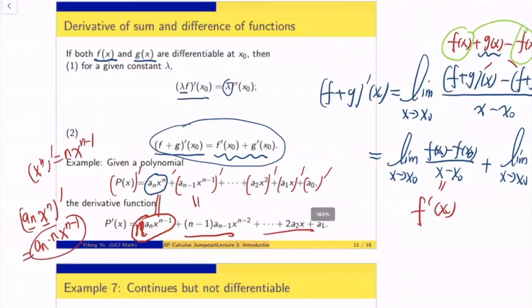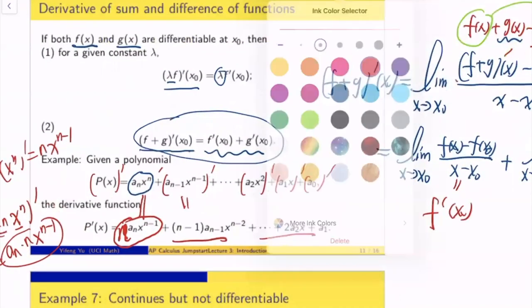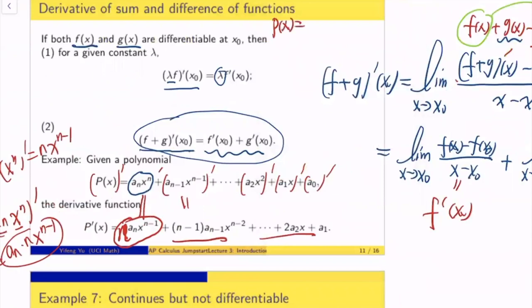For example, if I have p(x) equals x cubed plus 2x plus one, then if you take the derivative, you first take the derivative of this one, 3x squared, then the derivative of this, which is two, and the derivative of this, which is zero. So you just take the derivative of each term.